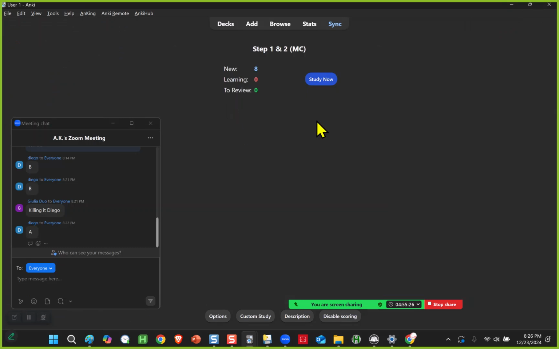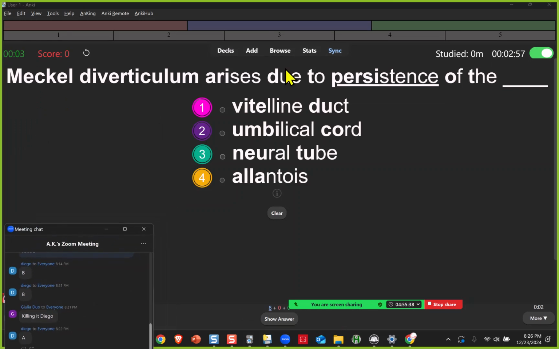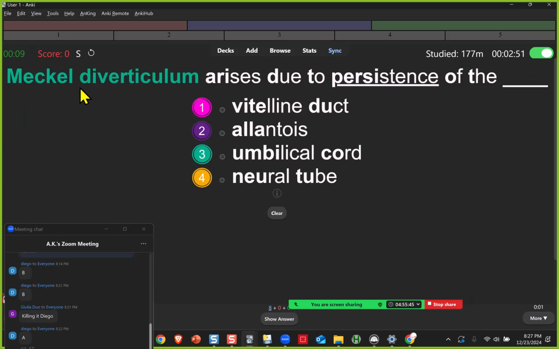And so we go to our step questions. We have 8 cards now because we had like 6 notes. And so there's like 6 cards that come out. We're going to enable scoring. And here we have the multiple choice cards that correspond to the content that we just covered. So Meckel's diverticulum, I'm just going to highlight that real quick and make sure it's colored. So now we have the diagnosis is teal.